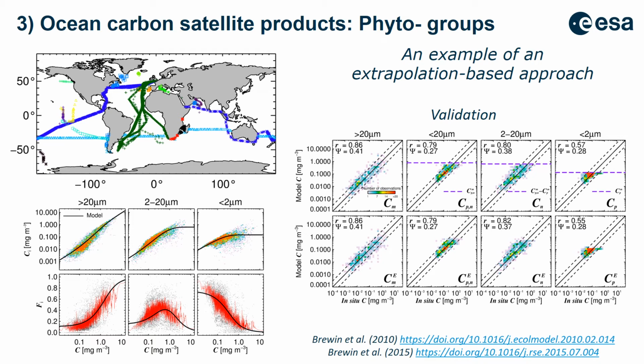Now, initial validations of these products are ongoing, but they indicate we can retrieve these different size classes with reasonable accuracy. Some are a little bit more tricky than others, but typically we're looking at errors in the order of 0.3 to 0.4, and that's log 10 chlorophyll. So we often do our validation statistics in log space when we're dealing with chlorophyll, owing to the log normal distribution of chlorophyll in the oceans.